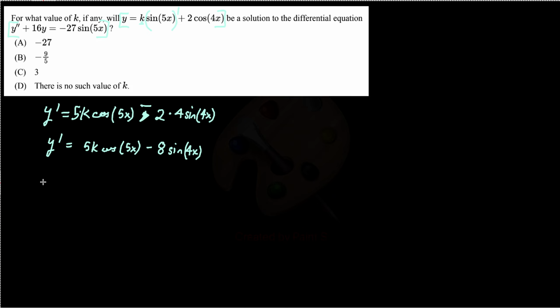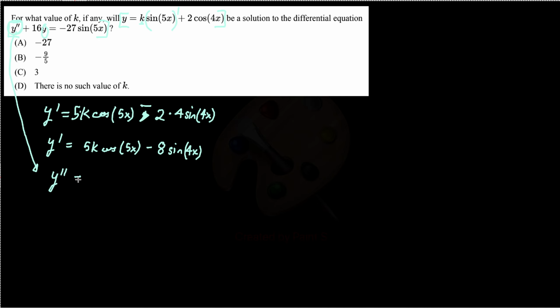That's y prime. Now y double prime is what I need, because I need to plug in for y double prime. I of course already know y. Y is this, and I want to see if that's going to be equal to negative 27 sine 5x, so that this left-hand side equals this right-hand side. So I still need y double prime, right? I need to differentiate this again.